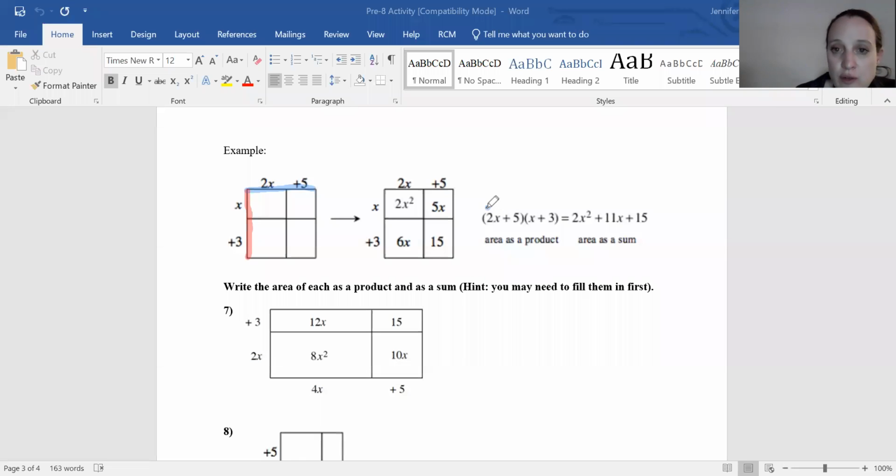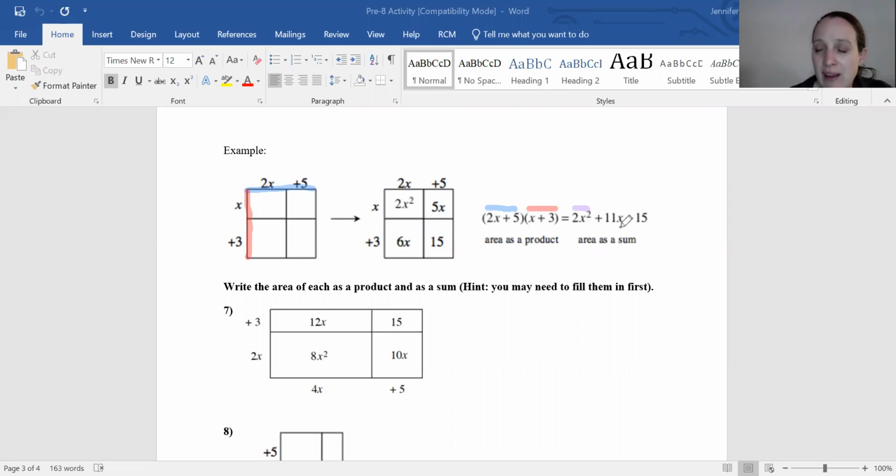So that's our base, 2x plus 5. And our height I had in red. There's our height. So there's our product, base times height. Now remember, the sum is how many pieces do you have? Well, you have 2 big pieces right here. So I have 2x squared pieces.